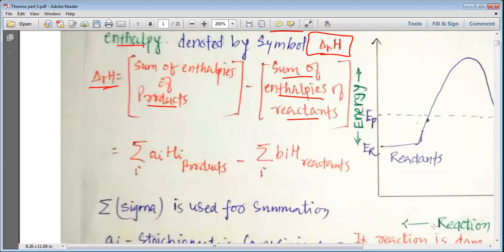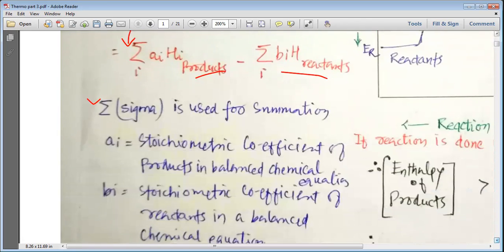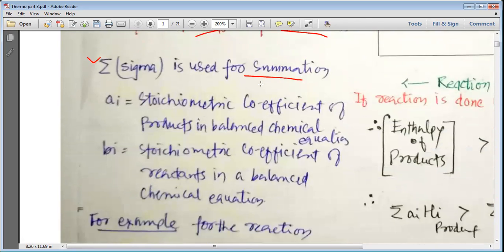Again, in a better mathematical form, we can write it as: sum, with the sign sigma, a_i H_m of products. So first we write the sum of the enthalpies of products, and then we write the sum of the enthalpies of reactants, that is sigma b_i H_m of reactants. Here, my dear students, the sign sigma is used for the summation.